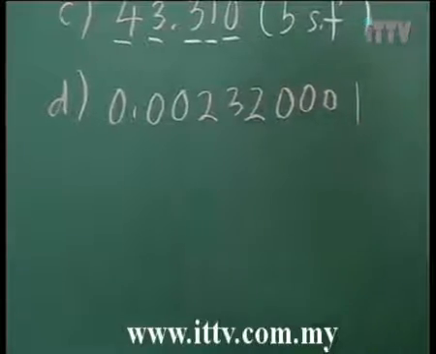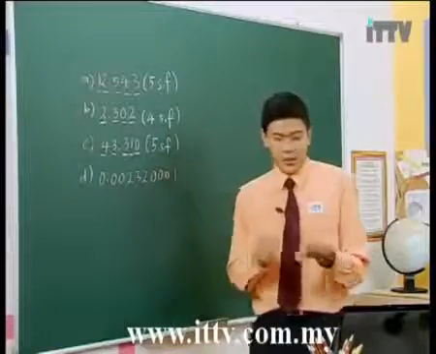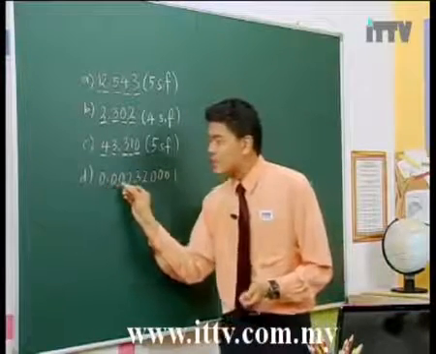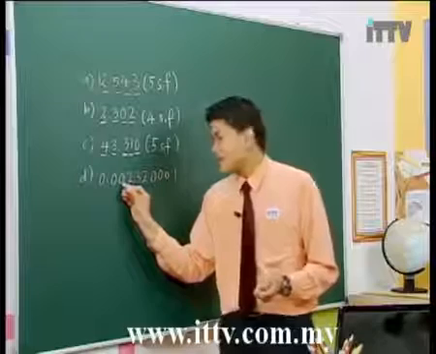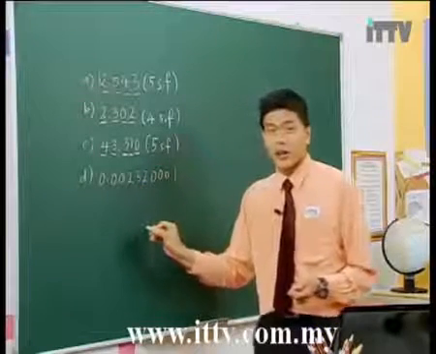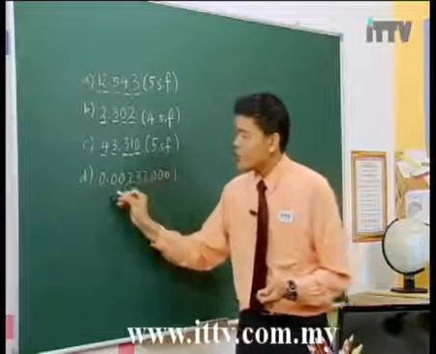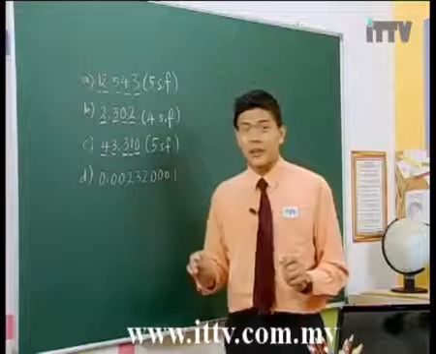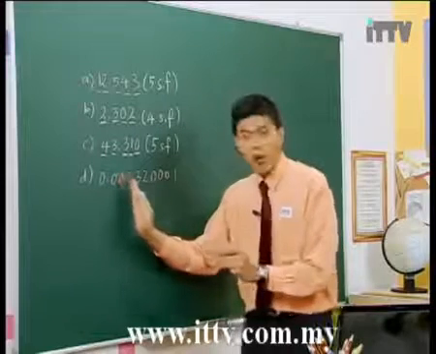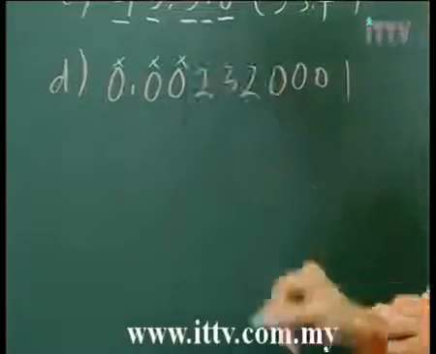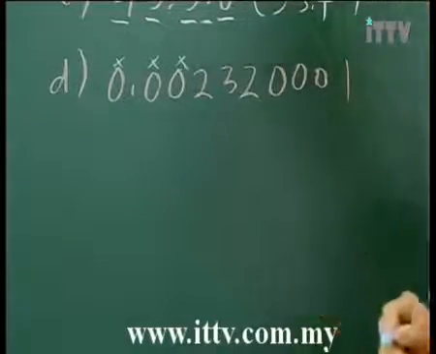0.002320001. Alright, there are many rules here. Look carefully. These zeros at the front are called leading zeros. When you have zeros before any non-zero digit, they are not significant, because they are before. So these 3 are not significant figures.